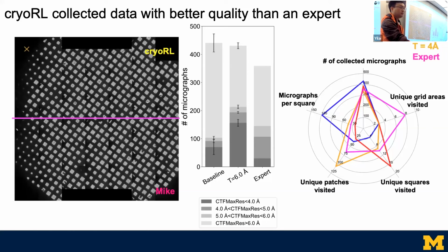grid areas in the early stage of the data collection, because for an expert, it needs to start from one area, dive down to the microscope level, dive down to the micrograph level, and then determine whether this is a good hole or determine whether this is a good square. Basically, it needs to search for the parts with better data quality.